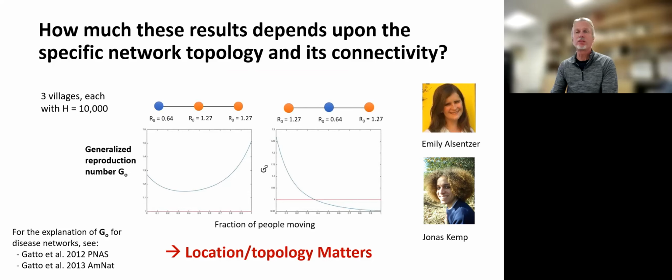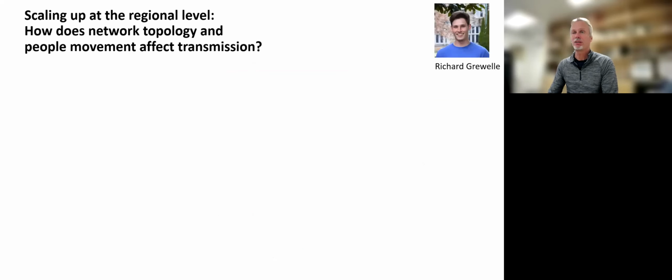In fact, if we compute the generalized reproduction number G0 for the entire network, it's the equivalent of R0, but for the network. If we plot G0 as a function of the fraction of people moving, we see that depending upon the location of the node, this relationship might be, everything else being equal, really different. So understanding topology is probably very important.